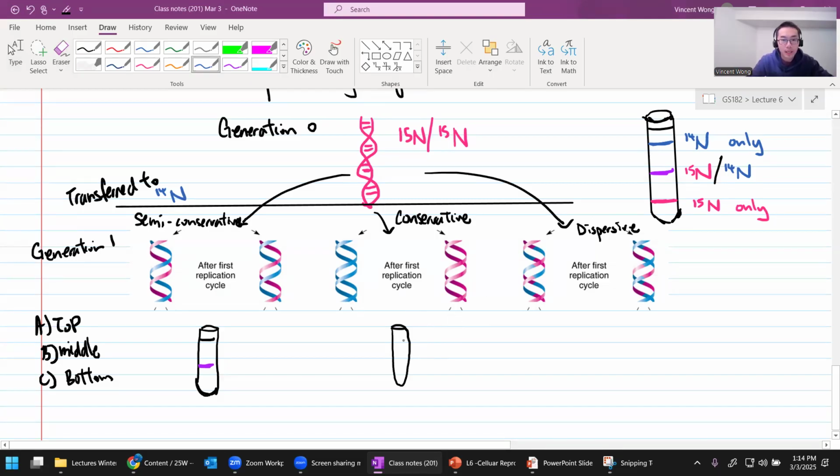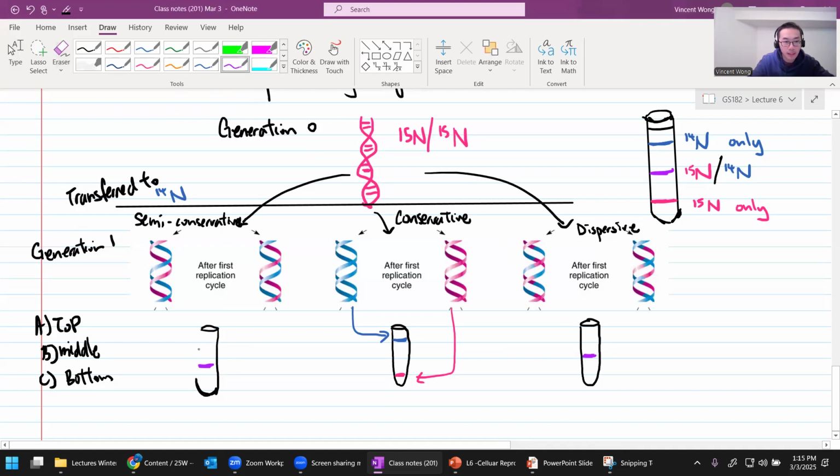Okay, very good. We would have a lighter band at the top corresponding to this one, and then there will be a heavier one at the bottom. This would be conservative, right? Comprised of entirely original material and comprised of entirely new material. And finally, for this last one, a dispersive model is a mix of old and new, and therefore you would expect to find one in the middle.